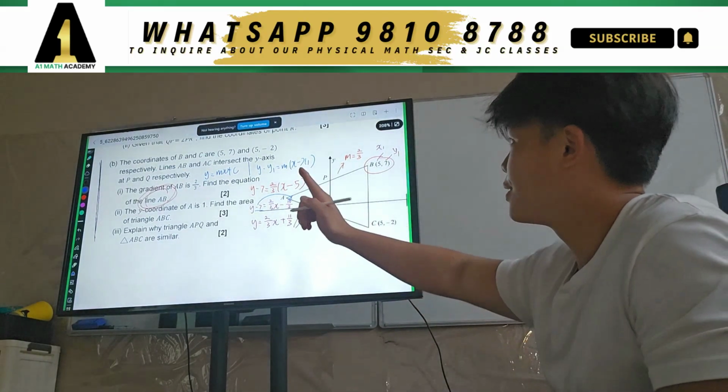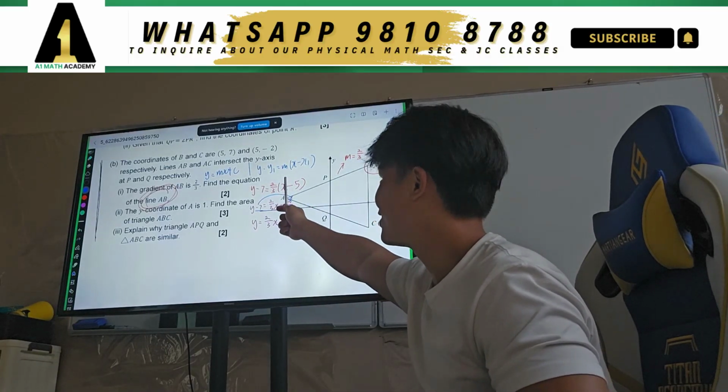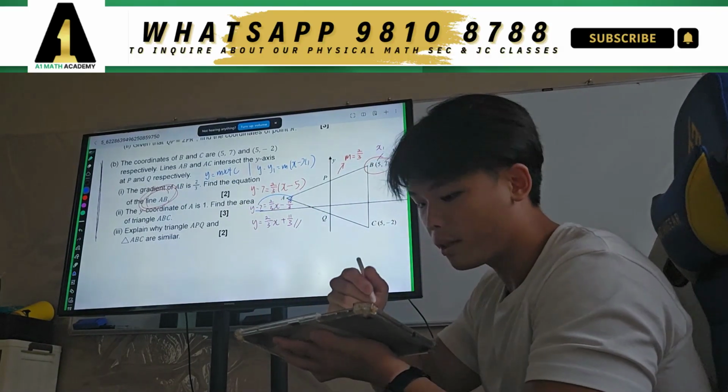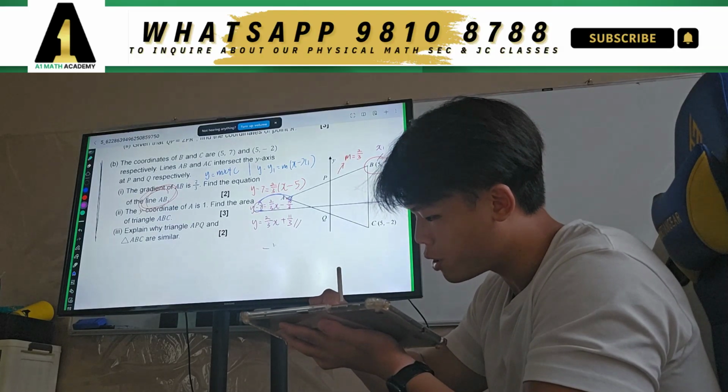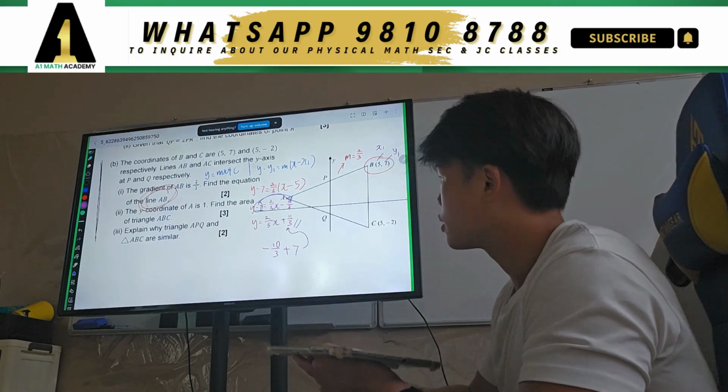Part B, okay, I just use it. This one, the 7 also goes to the other side. I add the 7 to the other side. So minus 10/3 plus 7. You get this.